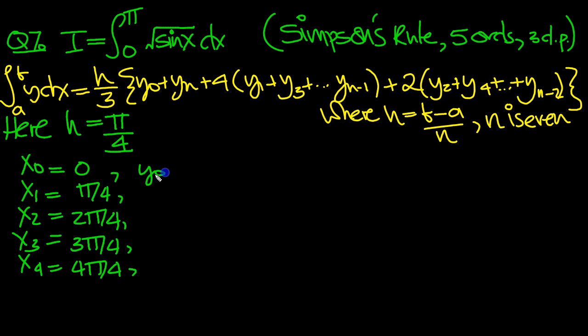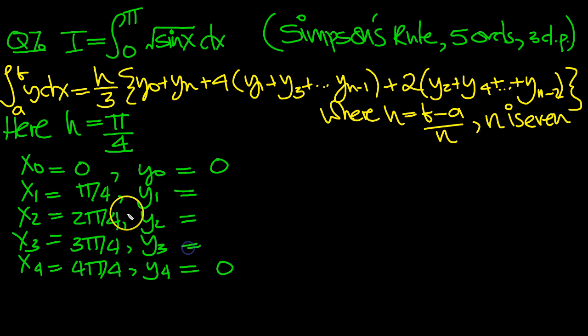Now we need the y ordinates, and it's root sine of x. Sine 0 is 0, so root 0 is 0. So that's easy to get. The same goes for pi. Sine pi is 0, root 0 is 0. So we only need to get these ones in between. 2 pi over 4 is pi over 2. Sine of pi over 2 is 1, square root of 1 is 1. So we're left with just pi over 4, put that in there.